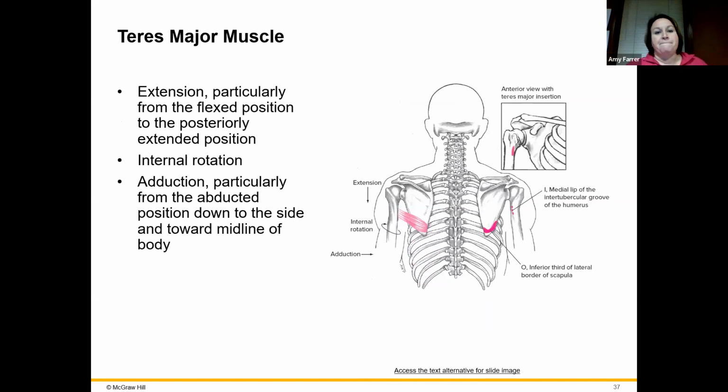Your teres major muscle is going to originate on the inferior third of the lateral border of the scapula, also inserting at the medial lip of the intertubercular groove. It is responsible for extension, particularly from a flexed position, internal rotation, and adduction. Again, this is usually labeled as the little lat. It will have the same functionality because of that attachment on the medial lip of the intertubercular groove and its orientation coming off the scapula. So keep in mind, it's going to help internally rotate that humerus.